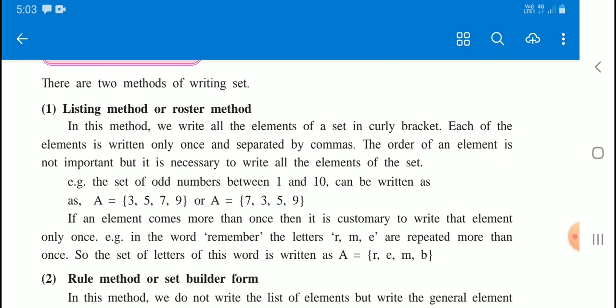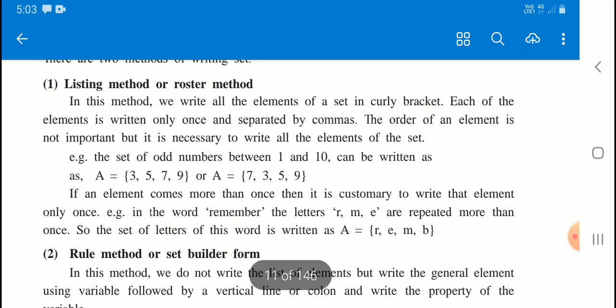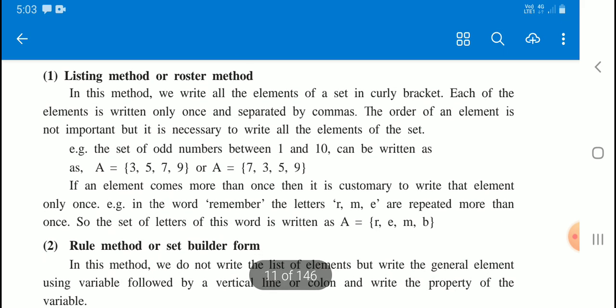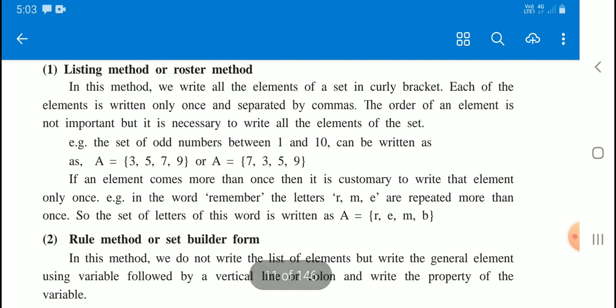In the listing method, we write all the elements of a set in curly brackets. Each element is written only once and separated by commas. While writing sets, the order of elements is not important.